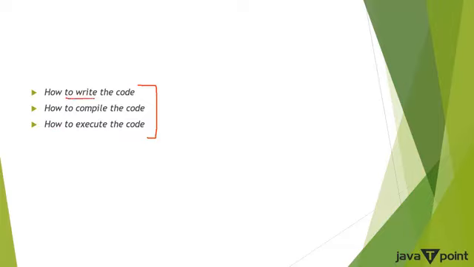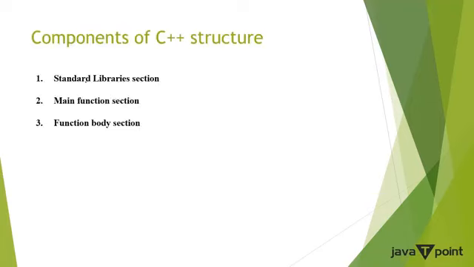So to write the code, we need to understand the programming structure of C++. So components of C++ structure. There are mainly three sections in a C++ program. The first one is standard library section. The second one is main function section. The third one is function body section. First, we will look at the standard library section.